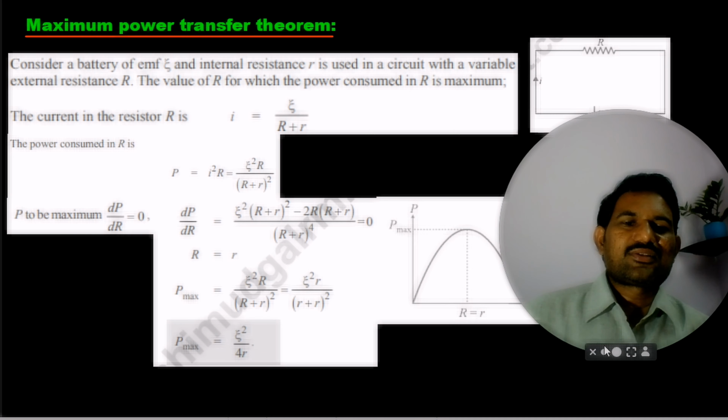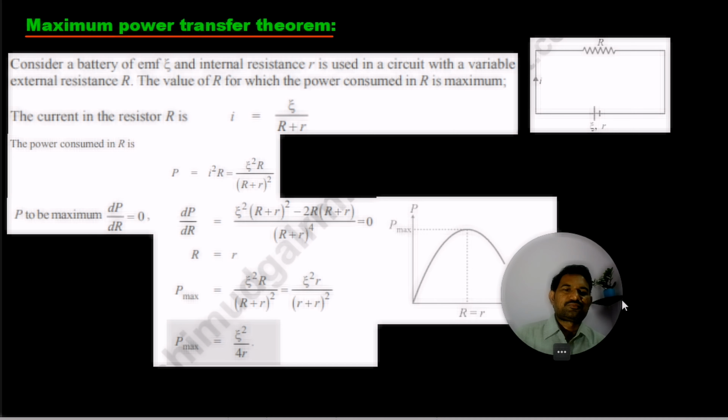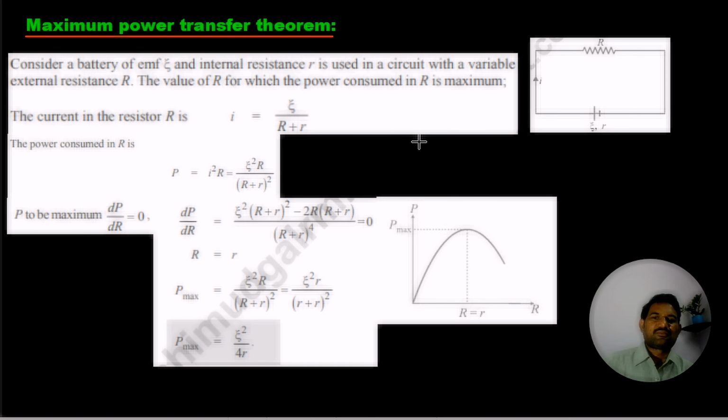And next, let us see the maximum power transfer theorem. We already discussed it in case of cells, and now let us see it in case of a simple circuit, because instead of a group of cells, there may be a group of resistors connected in a given circuit. Suppose we take a simple circuit: a cell of EMF E and internal resistance r is connected to an external resistance R. Then the current passing through this circuit is E by R plus r.